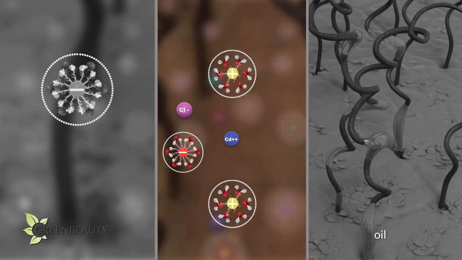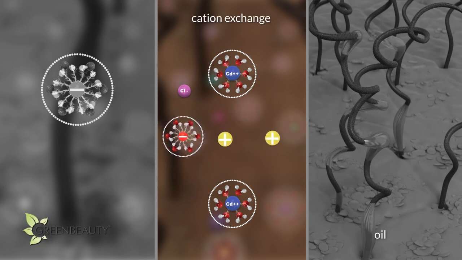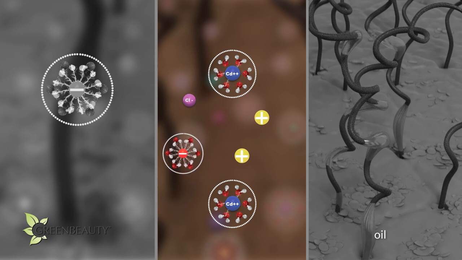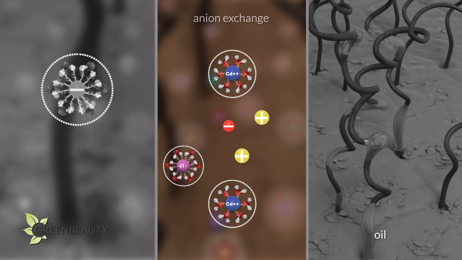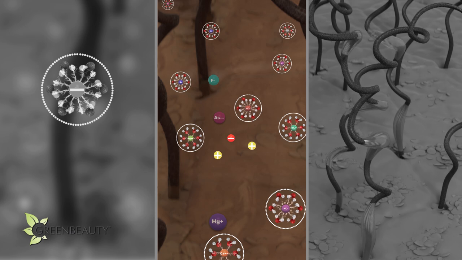Another way clay gets rid of toxins is with something called an ion exchange. An ion exchange is when good clay minerals swap with toxins with equal and like charge. So positive charged clay minerals swap with positive charged toxins in a cation exchange, and negative charged clay minerals swap with negative charged toxins in an anion exchange. The good healthy mineral stays in your hair, and the toxin is removed when you wash out the clay. This is referred to as remineralizing. Of course, this is a really simplified explanation.